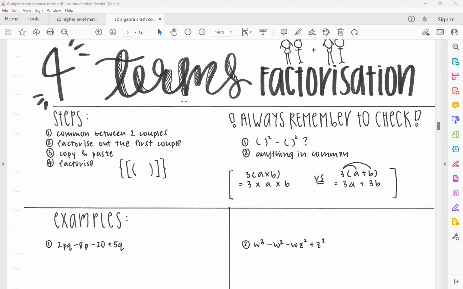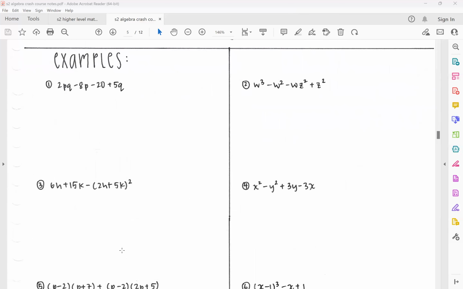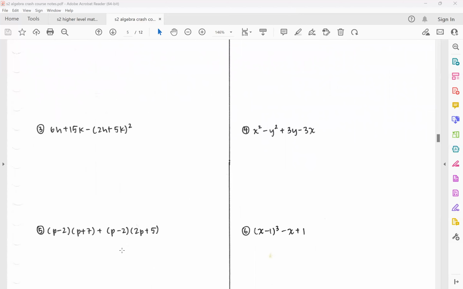Okay, so when it comes to 4-term factorization, right? 4 terms means I can see 4 terms. 1, 2, 3, 4. You see? 1 term, 2 terms, 3 terms, 4 terms. Now, it doesn't mean that it's always literally 4 terms. Why do I say that? Can you see over here? It's 1 term, 2 terms, 3 terms only, right? But it's a 4-term method of factorization. To factorize, it's a 4-term factorization method. So you look at here, it's also the same thing. 1 term, 2 terms, 3 terms only.